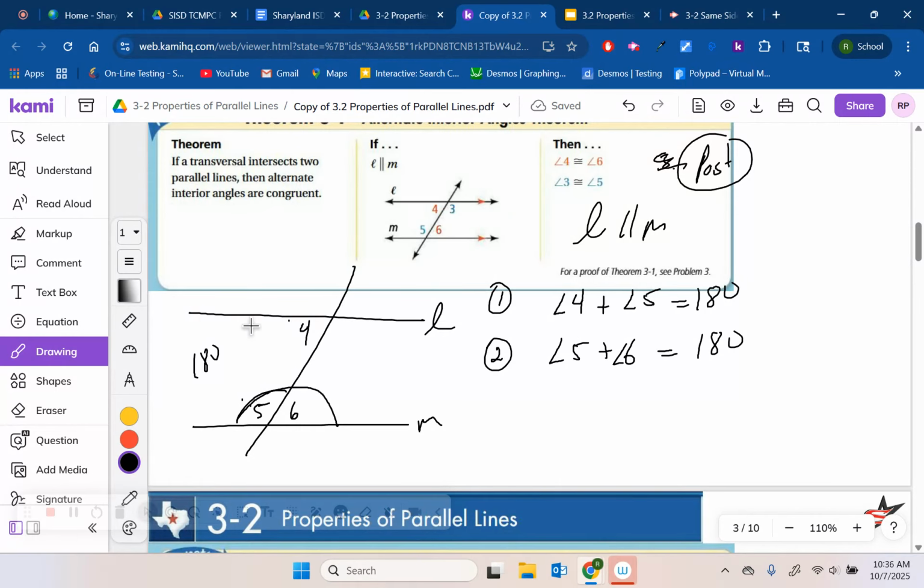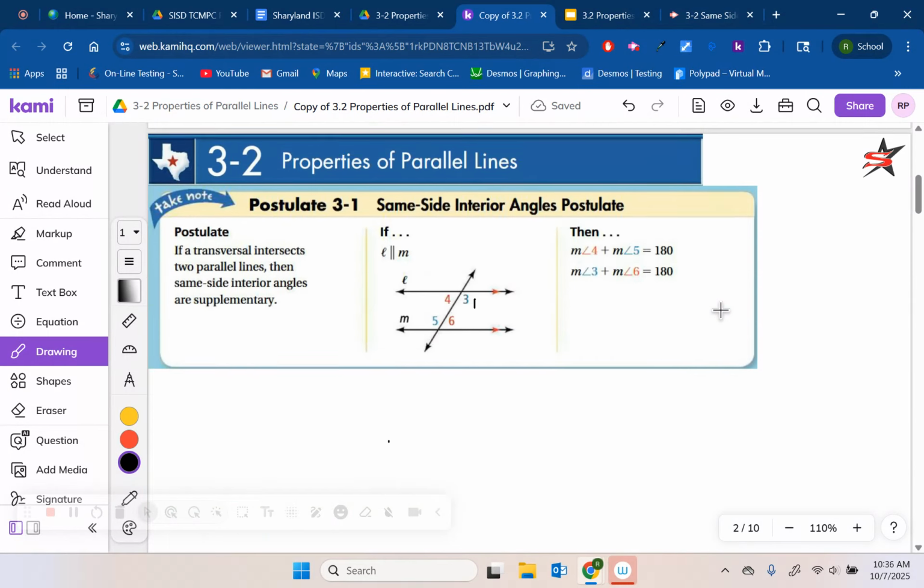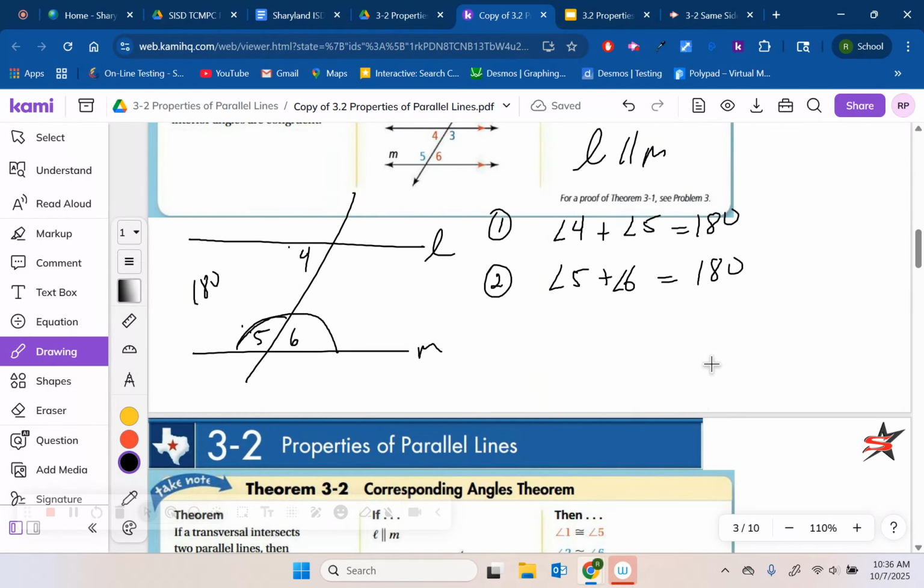What postulate was it that we call this? Postulate 3-1. So over here, I'm going to put postulate 3-1. And for this one, I know these two angles add up to 180. I don't know what the rule is. Straight line, right? So we'll say that. In a straight line, these angles are 180.